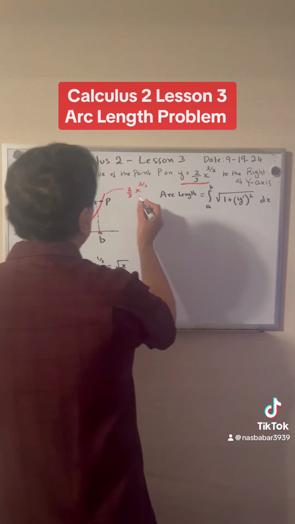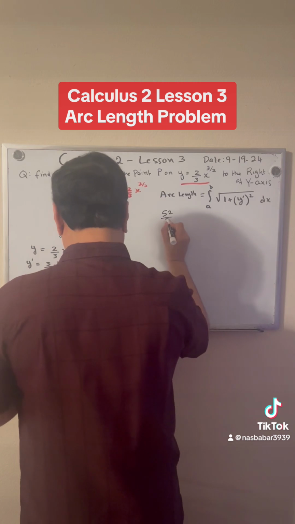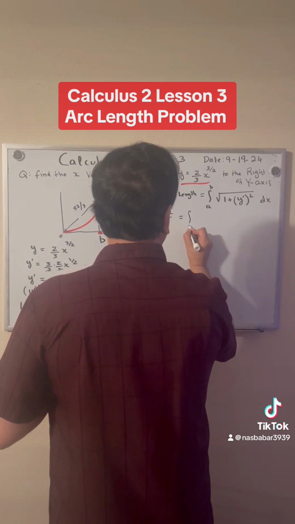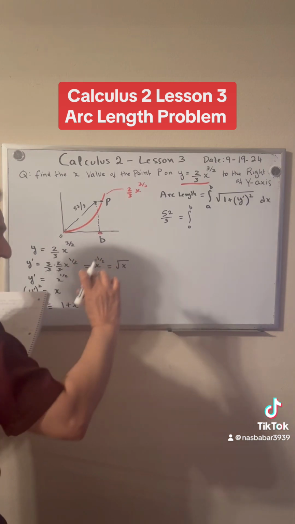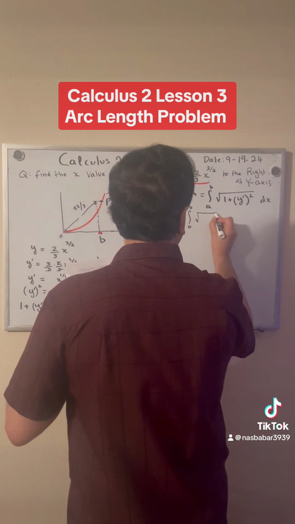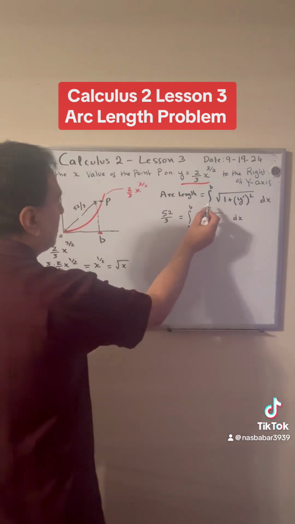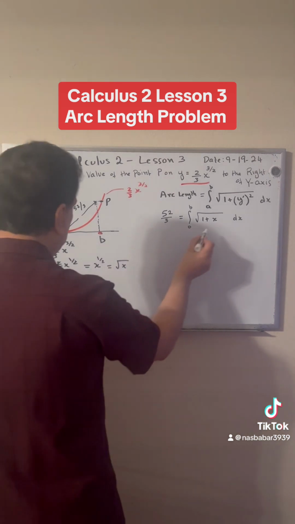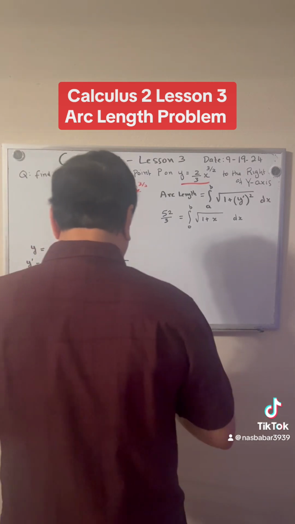So the arc length in this case is given as 52 over 3. So we write down 52 over 3 is equal to the integral from 0 to b, and we call this point b. That's the range, okay? Of the square root of 1 plus x dx. Remember, I basically found out what 1 plus y prime squared is, and I replaced it with 1 plus x. Easy peasy. Now let's go ahead and apply integration.